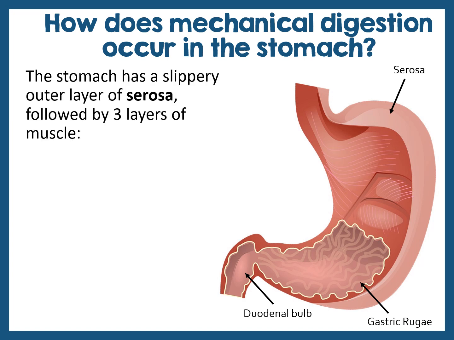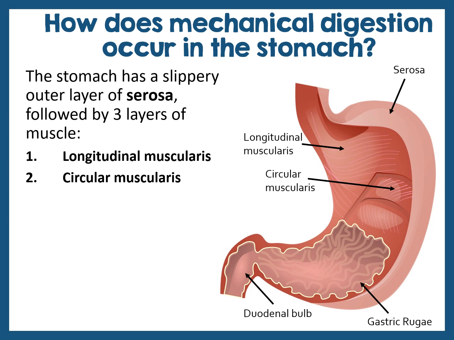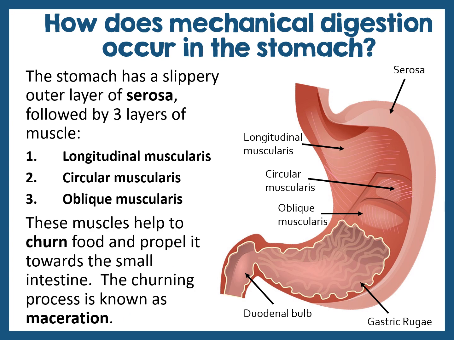So the stomach has this outer slippery layer that's called the serosa, and then it's going to be followed by 3 layers of muscles. The most superficial layer of muscles is called the longitudinal muscularis, and those fibers are going to go the long way around the stomach. And then the circular muscularis layer, that's going to go around the stomach like a circle. And then we're going to have the oblique muscularis, and these fibers are going to run diagonally along the stomach.